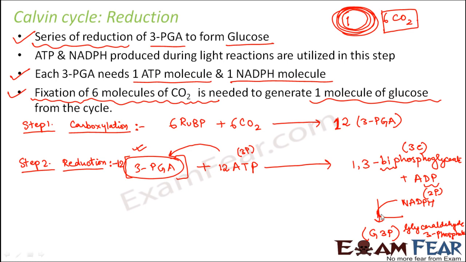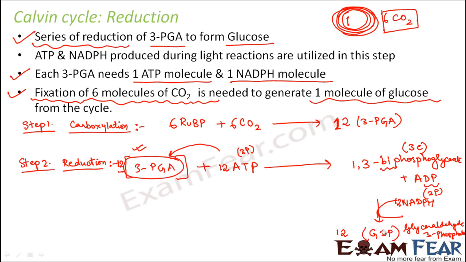Now this will again utilize NADPH. Again 1 NADPH will be utilized per molecule. So here again, since you have 12 PGA molecules, you need 12 NADPH as well. So these 12 NADPH molecules will therefore result in the formation of 12 molecules of G3P, that is 12 molecules of glyceraldehyde 3-phosphate. Right? Now this 3 denotes the position of the phosphate.